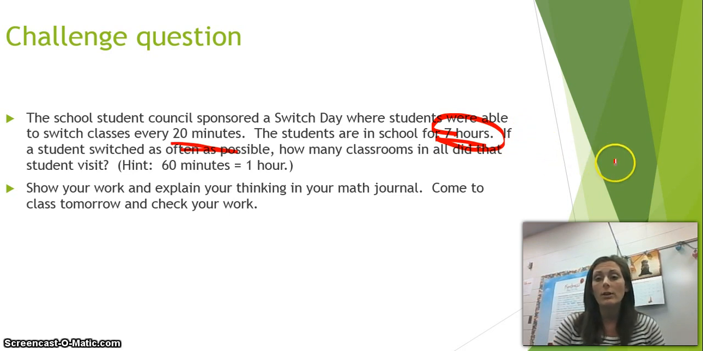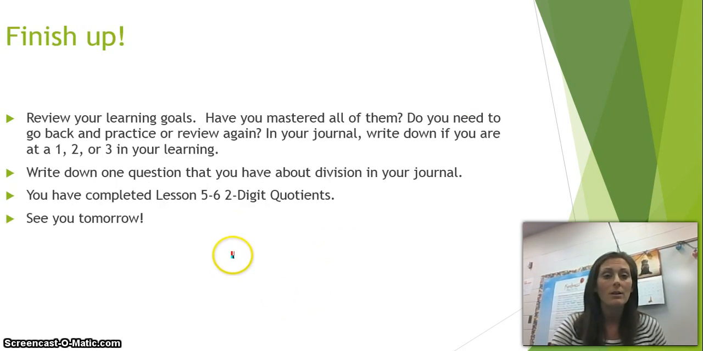You guys, you can draw a picture out if you need to. 20 minutes, there's 1, they switched. You could do 20 minutes, they switched again. And then you could total it that way. So draw a picture if you need to. Then it says, show your work and explain your thinking in your math journal. Come to class tomorrow and check your work. If it was me, guys, I would draw a picture. I'm a visual learner and I have to see those things. So please remember that you can do that.